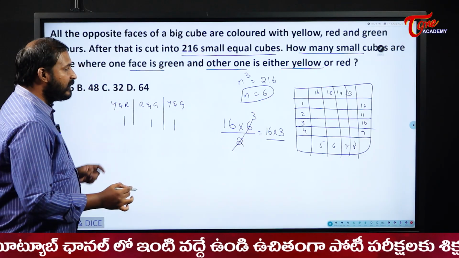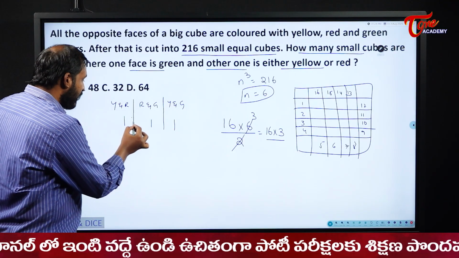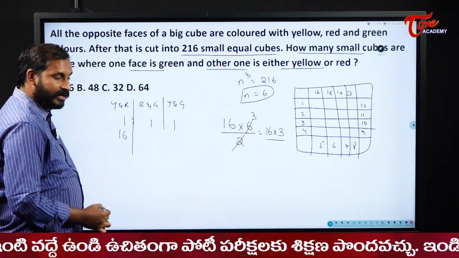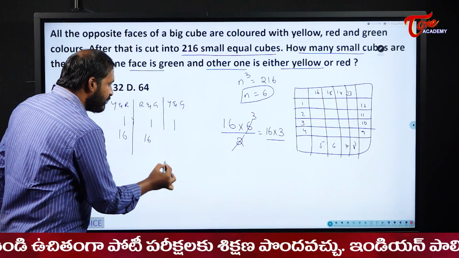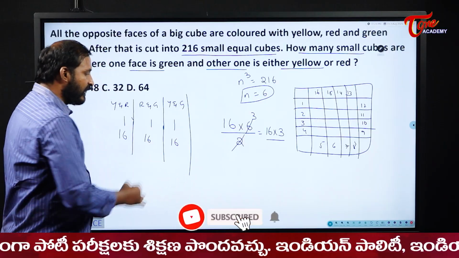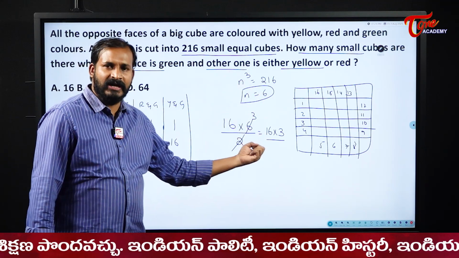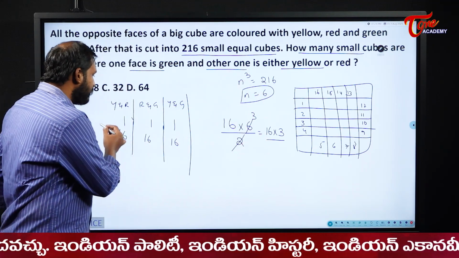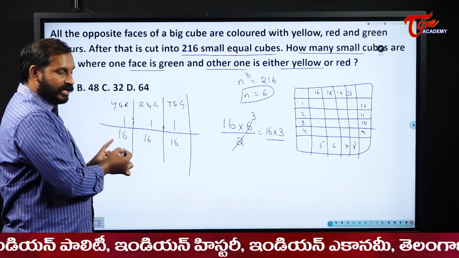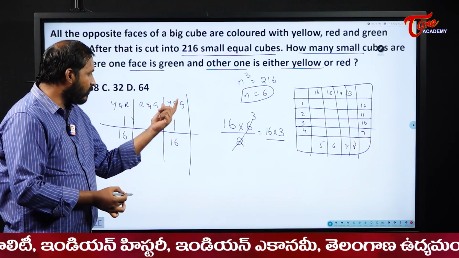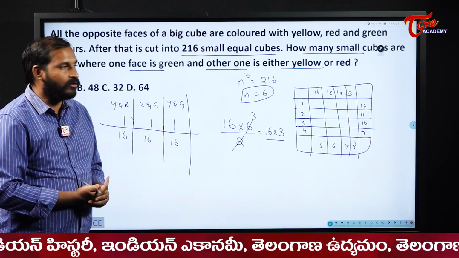Now see here, intentionally I will write that I will have 16 with red and yellow, 16 with red and green, and 16 with yellow and green. Understood? 16 into 3. Instead of dividing it later, first multiplying and dividing, I am writing here. That means I will get 16 of yellow-red combination, 16 with red-green combination and 16 with yellow and green combination.